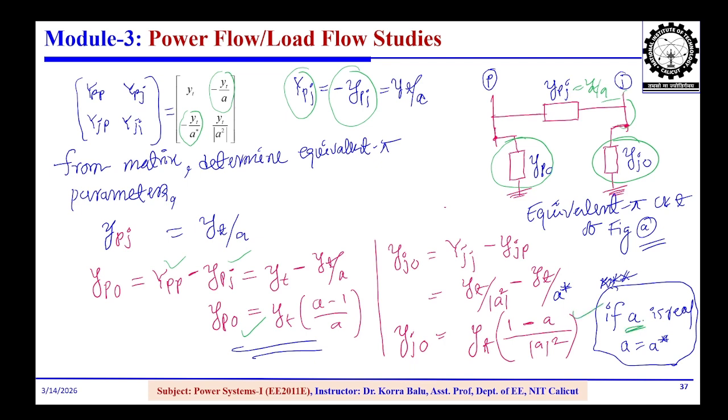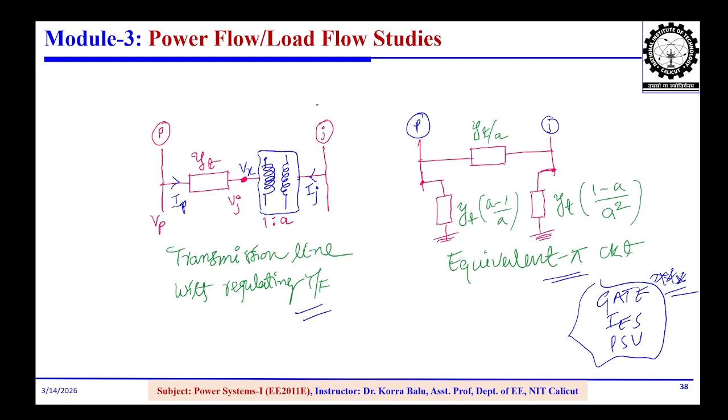If the tap changing is always real, then the complex conjugate doesn't matter to the tap changing. So this is the equivalent circuit representation of the regulating transformer in the transmission line. Okay, the transmission line terminated between the bus P and J with the regulating transformer when the tap changing is opposite of the given admittance. Then this is the equivalent circuit. Very important for solving the problem.